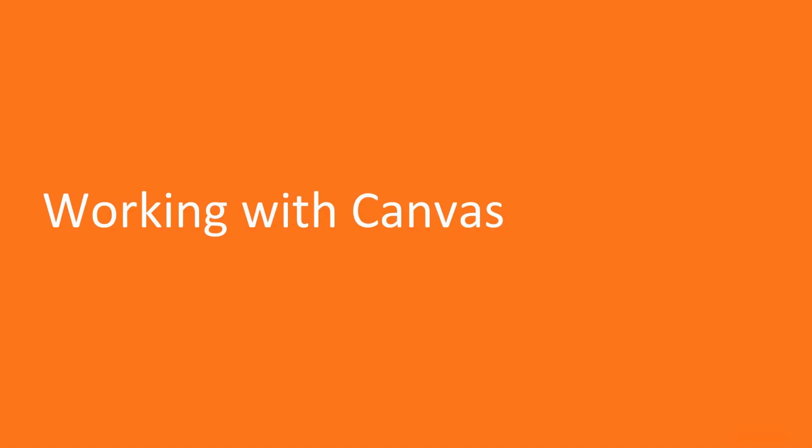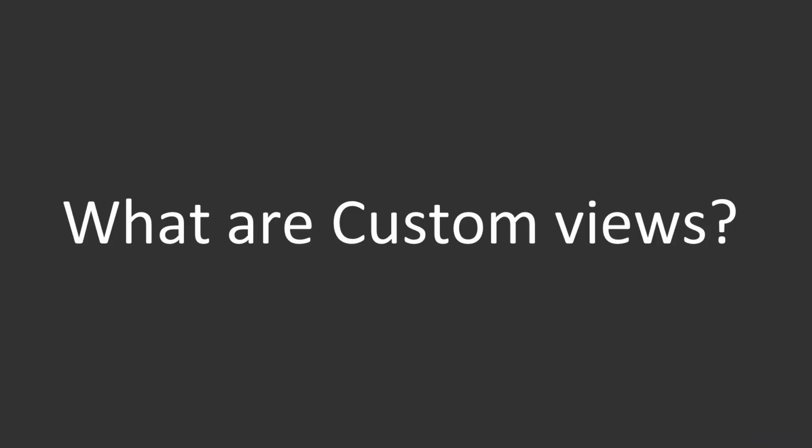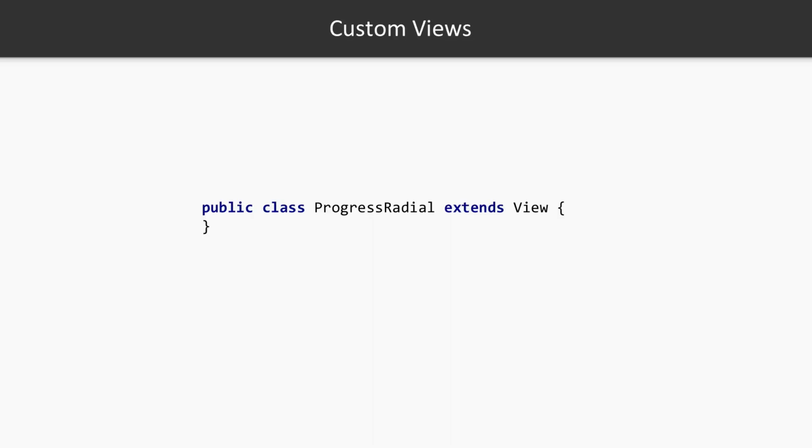Working with Canvas. So, first of all, we need to clarify what custom views are. A custom view is something that you create on your own by extending a view class. It usually means that you want to create your custom element where you'll be using your own drawn graphics instead of relying on pre-created Android views like text view or button.